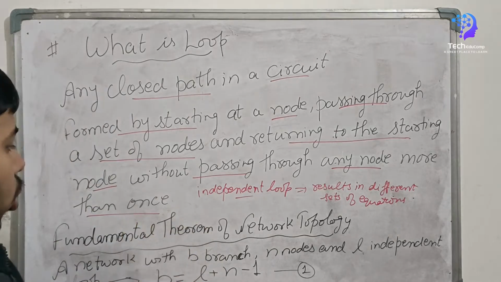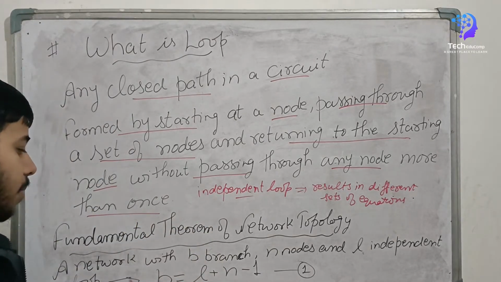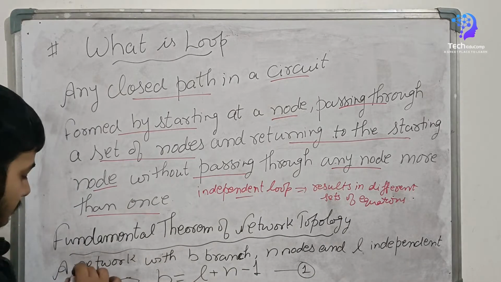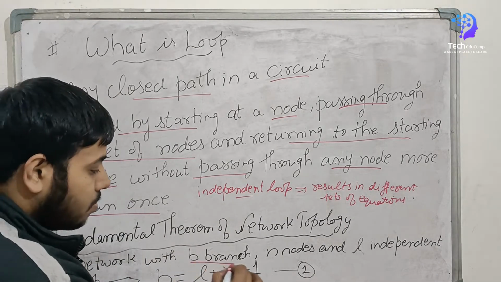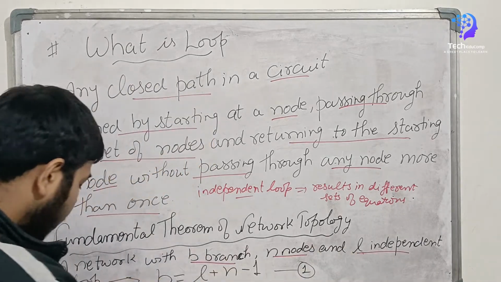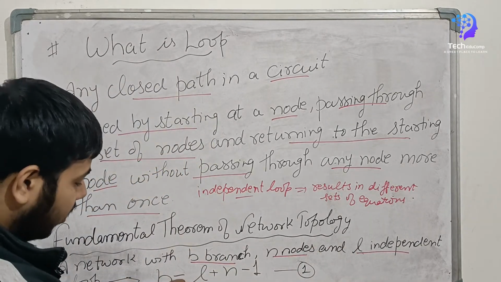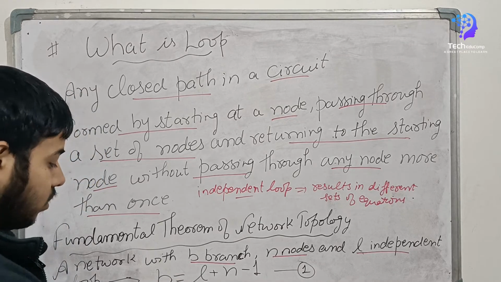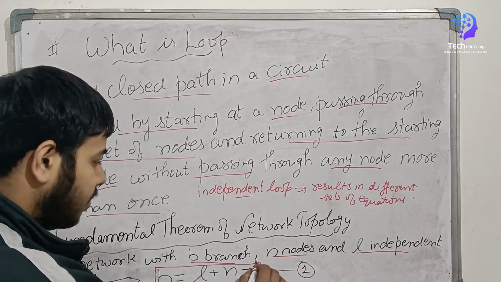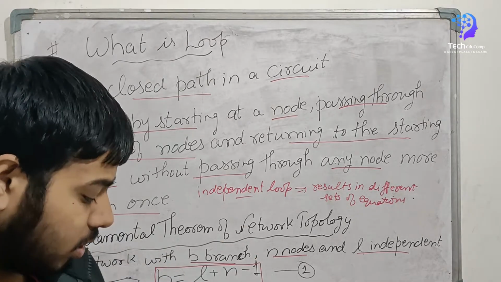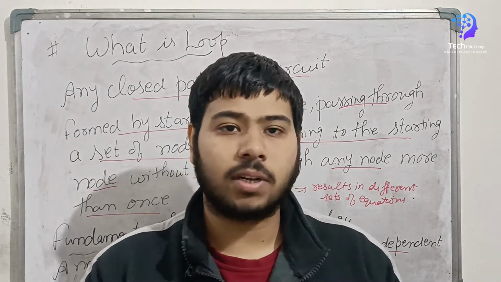Now we have a small topic, the fundamental theorem of network topology. It states that a network which has B branches, N nodes and L independent loops must satisfy the equation B equals L plus N minus 1. This equation must be satisfied. So this was all about today's topic.